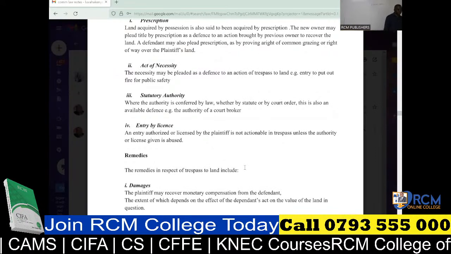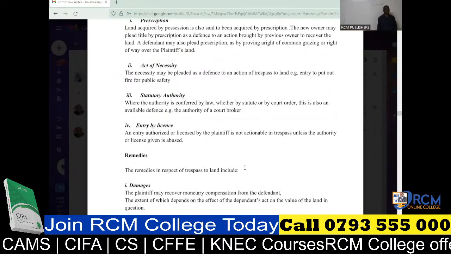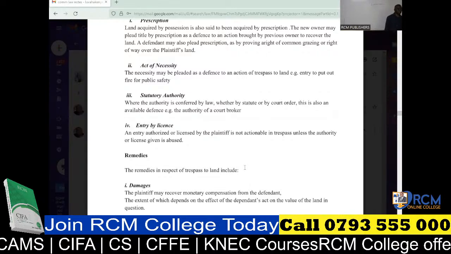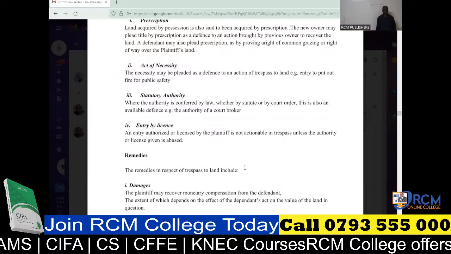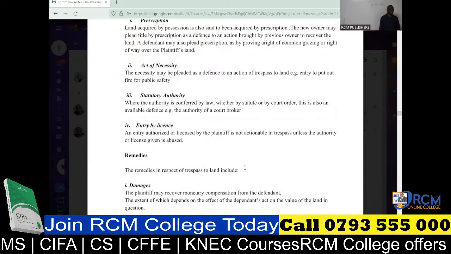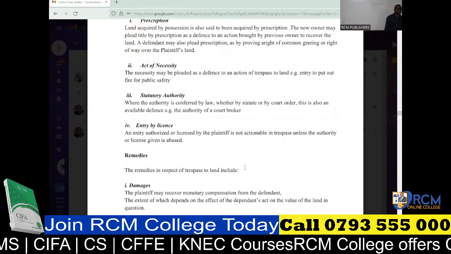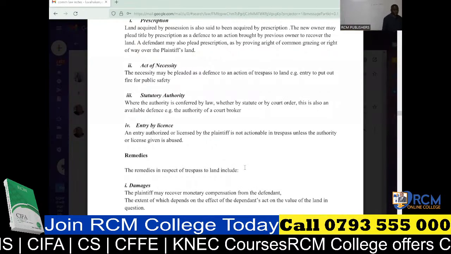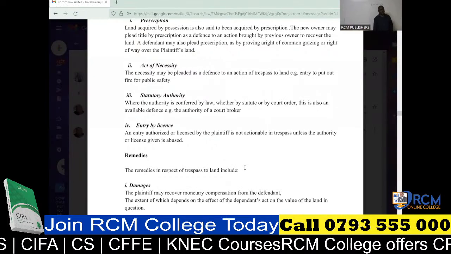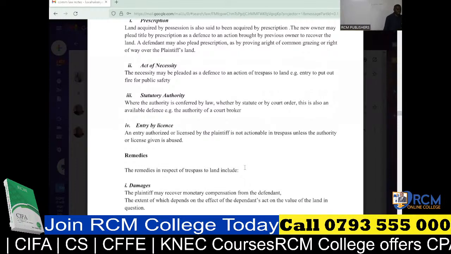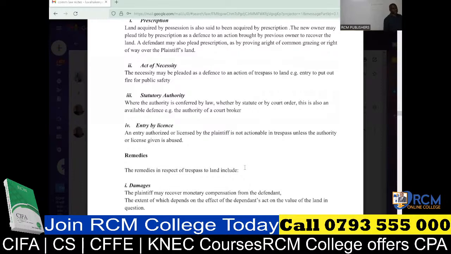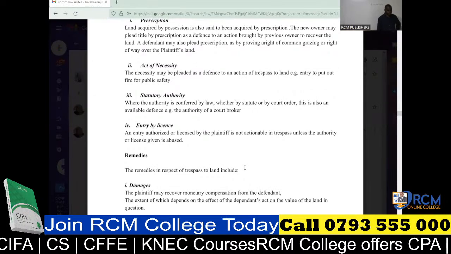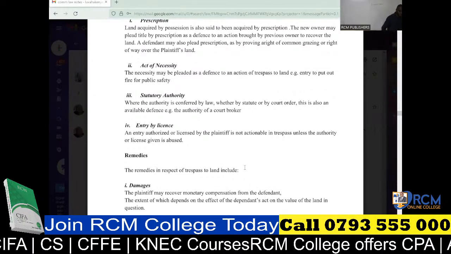If there are, for example, crops destroyed, that is a loss incurred by the plaintiff, so in this case the plaintiff can be compensated. That is what we mean by damages. The court can give an order for the damages to be paid. So the plaintiff may recover monetary compensation from the defendant.